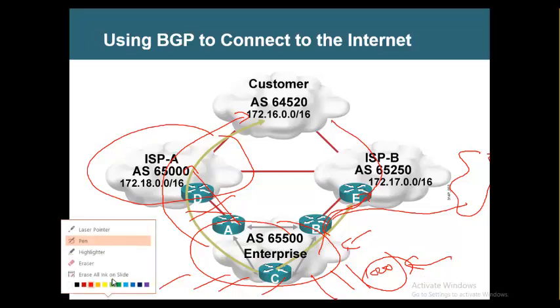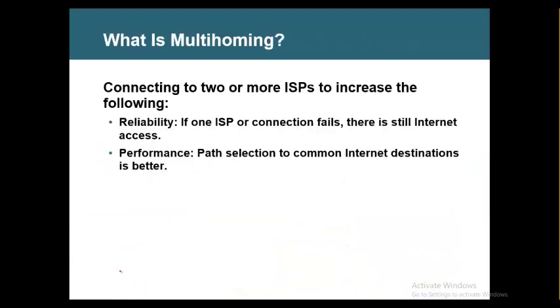So multi-homing is not only for enterprises. More than enterprises, for ISPs, multi-homing is very important. I have not seen any ISP having just one connection to an upstream ISP. I have seen a minimum of four upstream ISPs, so that the customers down there will be happy.